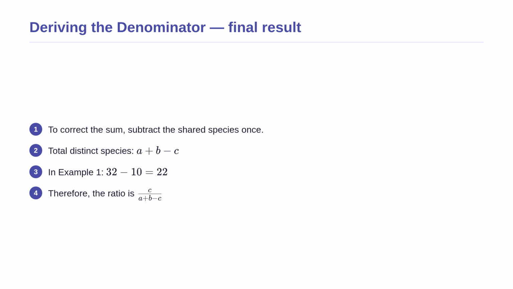This perfectly frames the biological reality in mathematical terms. We now see why the Jacquard index is defined as the shared species C divided by the true total, A plus B minus C. This earned understanding will help us tackle our next example.